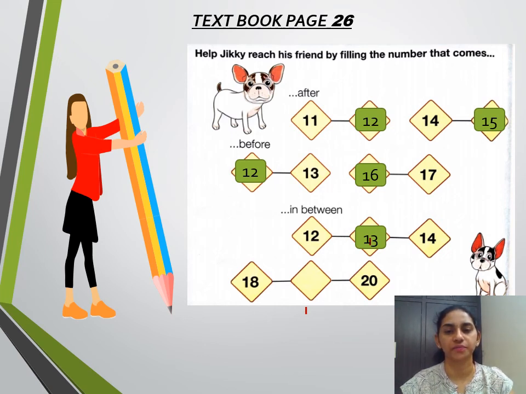You are right. So next one, 18 and 20. What number comes in between 18 and 20? After 18, what number comes, children? Yes, you are right. It is 19. You are right. Children, please check once that you have written correctly.